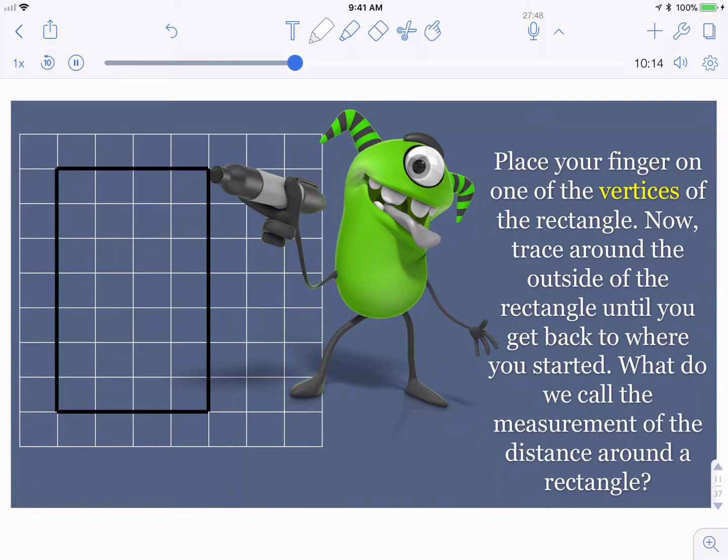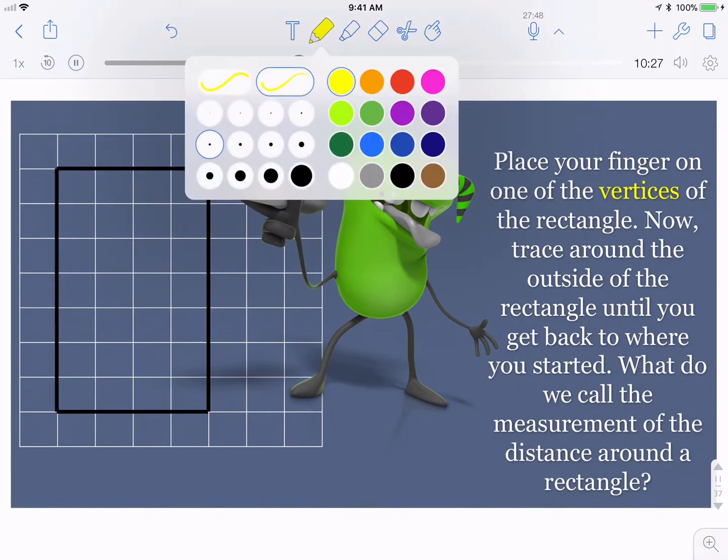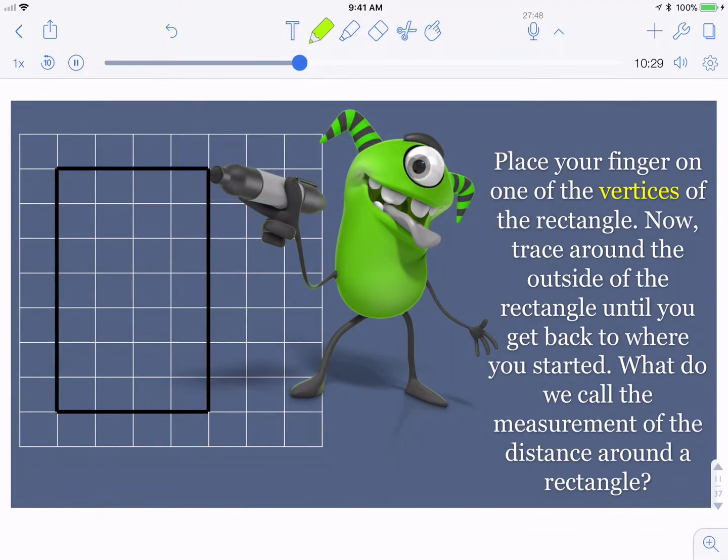I want you to place your finger on one of the vertices of the rectangle. Now, if you think about the rectangle, we've talked about side, side, side, but we haven't talked about the corners. When you have a corner, you have something called a vertex, or when you have multiple corners, you have vertices. So, put your finger on one of the vertices of the rectangle, trace around the outside of the rectangle until you get back to where you started.